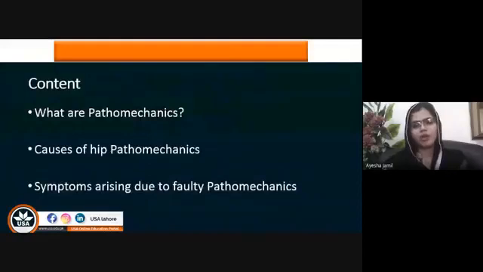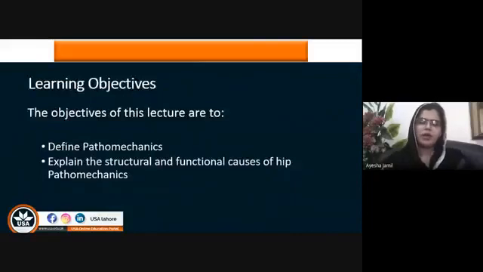So, what will be the content of today's lecture? We will define the pathomechanics, then we will discuss the causes of hip pathomechanics and the resulting symptoms arising in the patient. The objective of this lecture is to make you aware of what pathomechanics is and to explain the structural and functional causes of hip pathomechanics that might disturb the function of the hip.